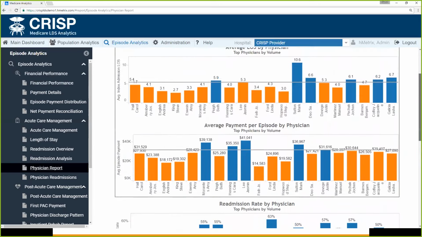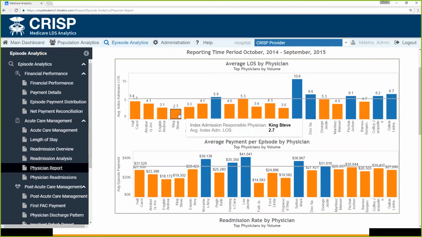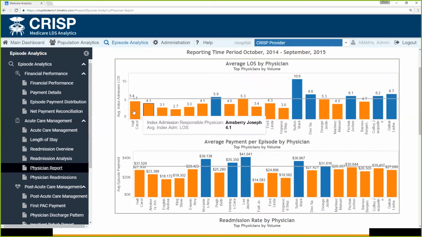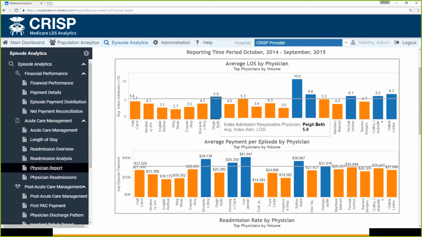Each of these charts also has a line that shows the average across all the physicians within the hospital. We color code the bars to point out which ones are above or below that line. In this case, orange is below, whereas blue is above. It's important to note that orange and blue here does not necessarily mean good or bad. It just means above or below the average.